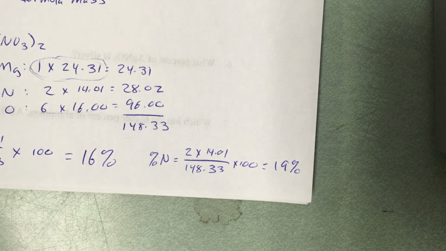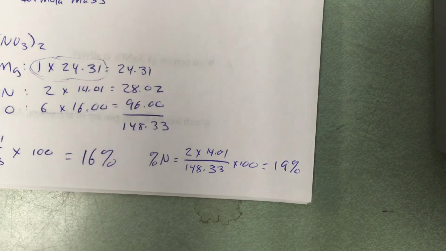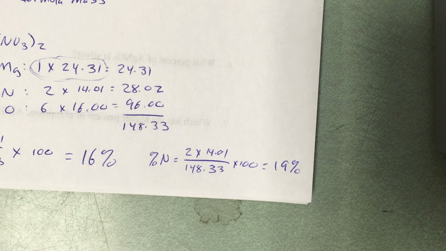A way that you can self-check yourself on these is to add up all your percents when you're done. Go ahead and calculate every percent for every element, and then add those up. If you did it correctly, they should add up to 100.